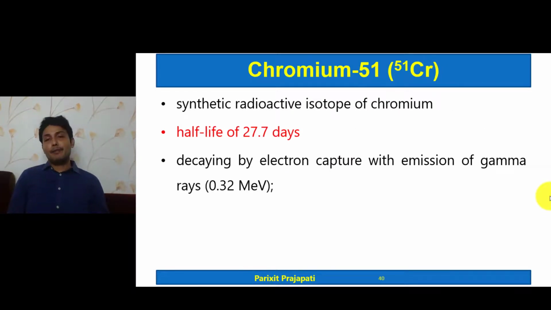Now chromium 51. Chromium 51 is a synthetic radioactive isotope of chromium. That means it's not a naturally occurring radioisotope. It has a half-life of 27.7 days. And what radiation does it emit? It emits gamma radiation.